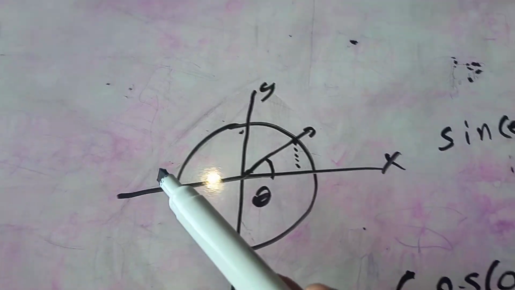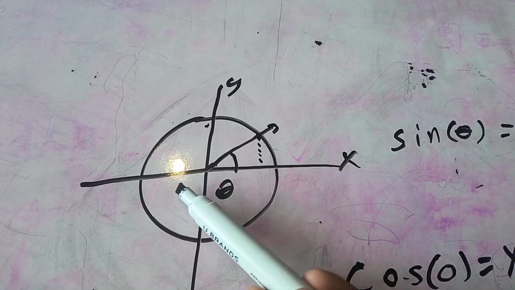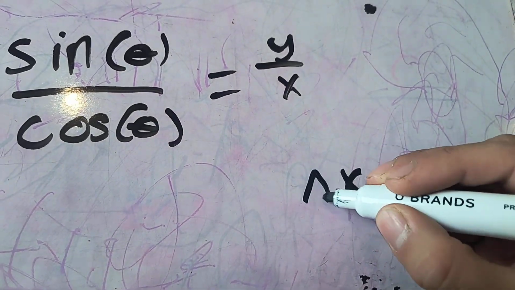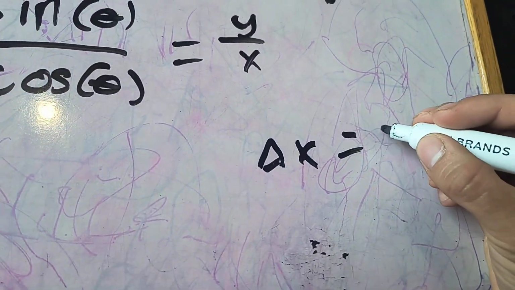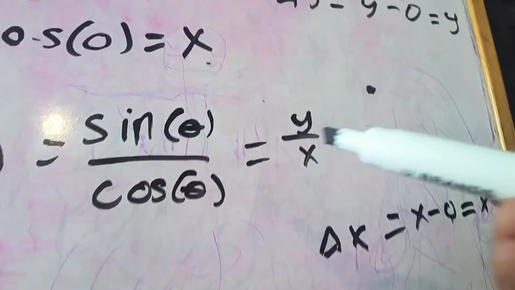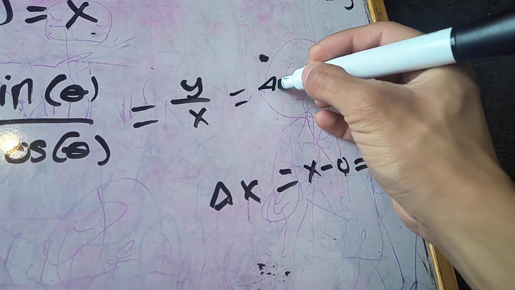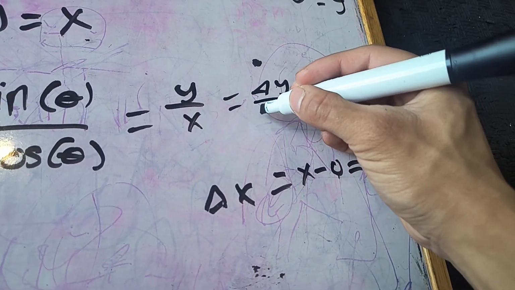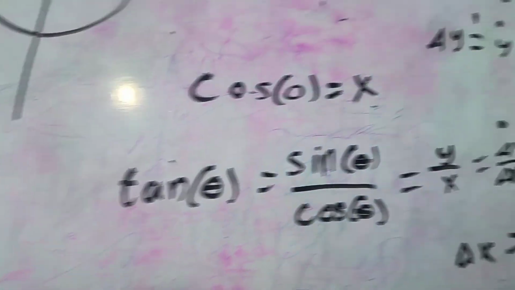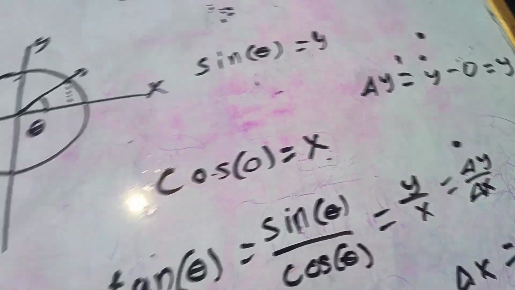And the same thing can be said for the x. From this 0 point to this x right here is going to be x minus that 0. So the change in x is equal to x minus 0, which is just equal to the same x. Well, if the y is equal to the change in y, and the x is equal to the change in x, then that means the tangent is equal to the change in y over the change in x.